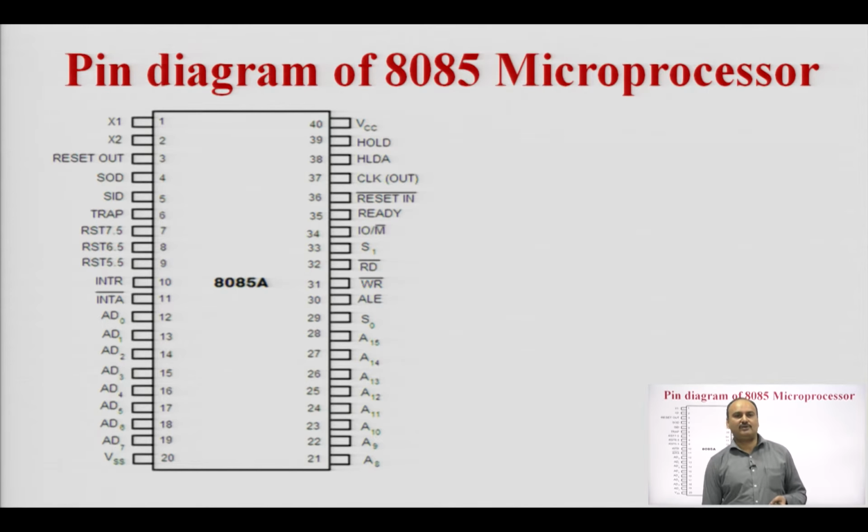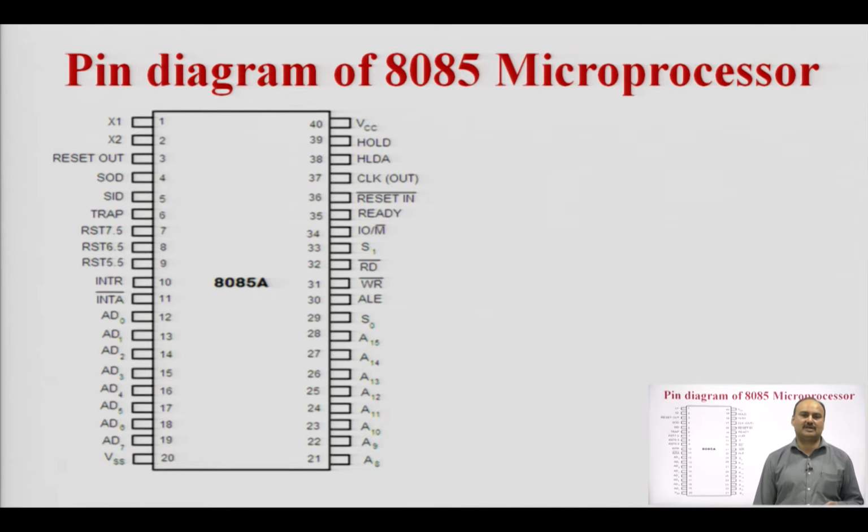Pin number 21 to 28 are used for the high order address bus. In the 8085 microprocessor, the high order address bus is designated by A8 to A15. So, the address lines A8 to A15 are connected to pin number 21 to 28. To provide the various statuses of operation in the 8085 microprocessor, we have the status signals S0 and S1. These status signals, along with the input output or memory signal, give the status of the operation performed by the microprocessor during the execution of an instruction.